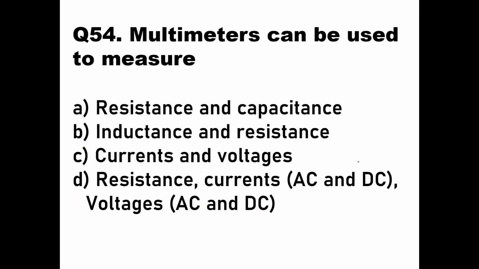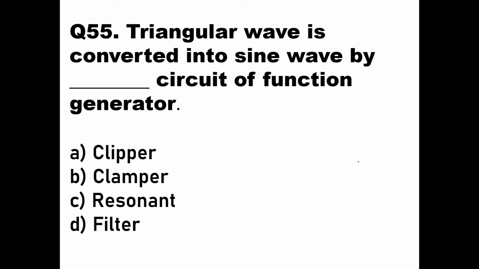Question 54. Multimeters can be used to measure what? Now on a multimeter, we have seen in our labs also that we can measure resistance, we can measure current, we can measure voltage, whether it is AC or DC. So all the things can be measured on a multimeter. So here option D will be the right answer: resistance, currents, AC or DC, and voltages, AC or DC. Multimeters can be used to measure resistance, currents, and voltages. Then we'll go to the next question, question number 55.